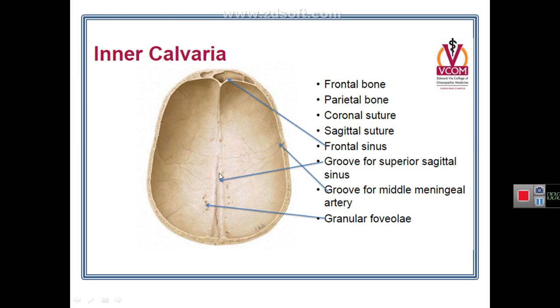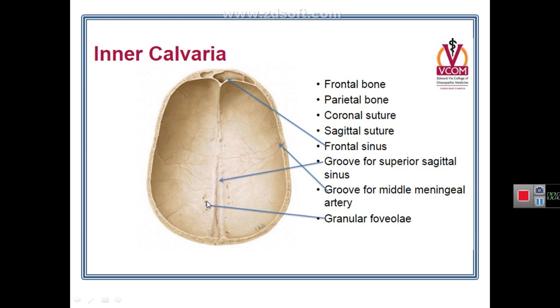The sagittal suture from inside shows a groove, a sagittal groove, which is a groove for one of the venous sinuses inside the skull, called the superior sagittal sinus. This superior sagittal sinus lying in this groove on the inside of the sagittal suture is one of the venous sinuses inside the skull, formed by the dura, one of the dural layers of the meninges.